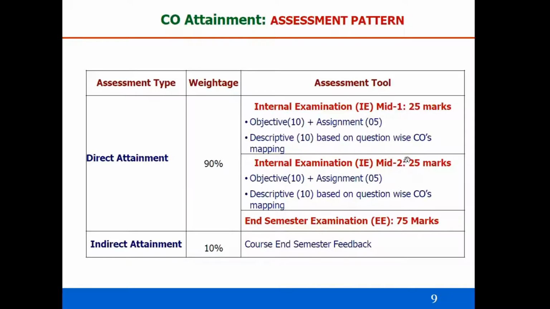Similarly, mid 2 also, the total weightage is 25. Here the average of mid 1 and mid 2 is considered for final internal evaluation as per the university regulations we are following. Then for the end semester examination, 75 marks are there. Total 25 plus 75, 100 for a theory course. Then for indirect attainment, only the feedback responses need to be collected. Based on that, we have to calculate indirect attainment. Now we will see one by one with the sample course we considered.